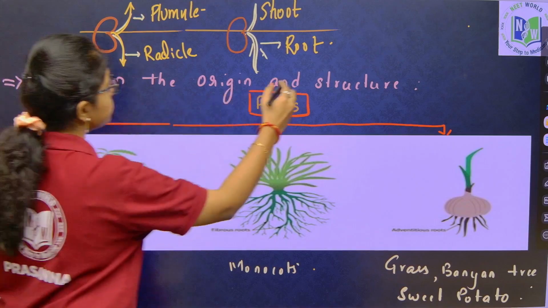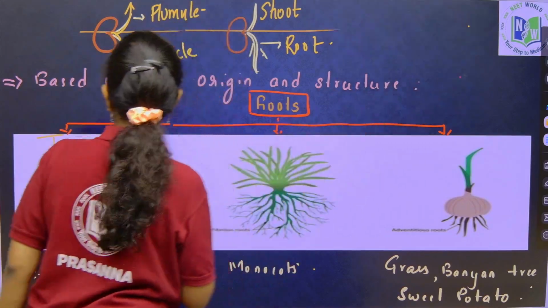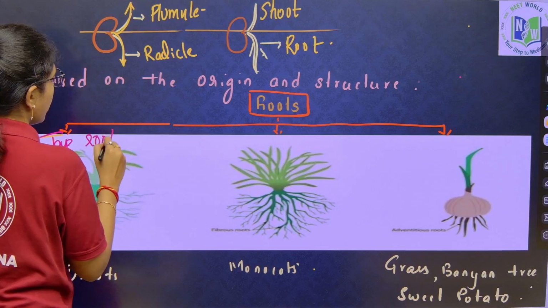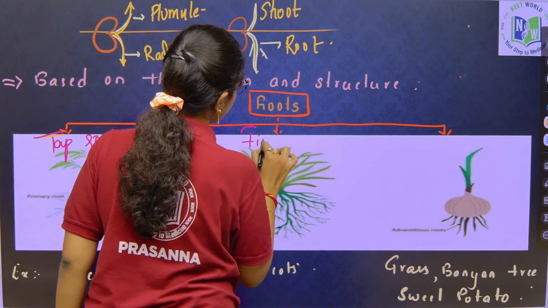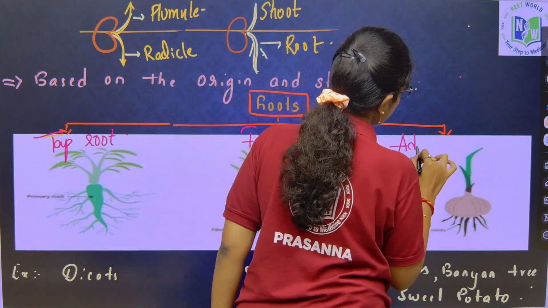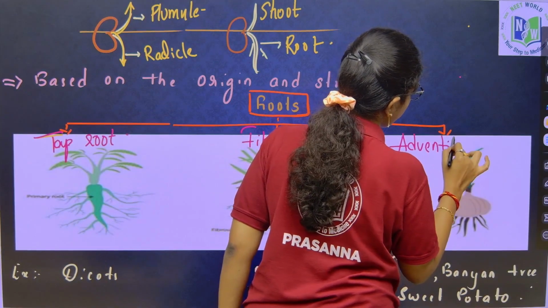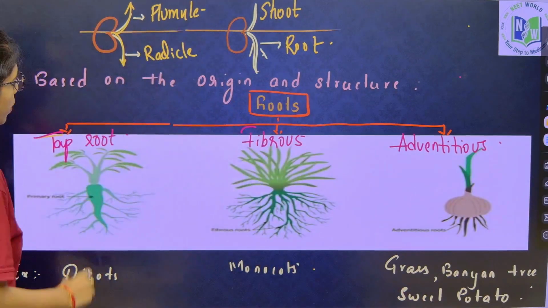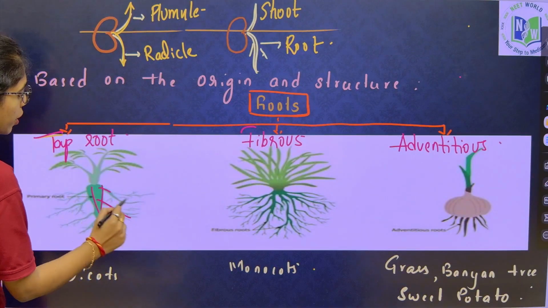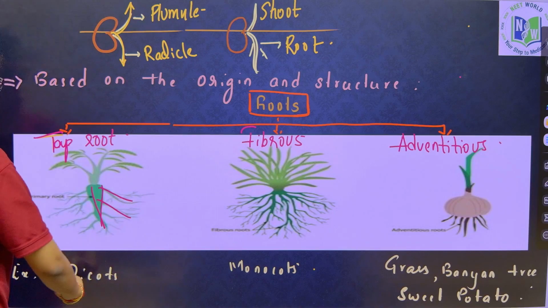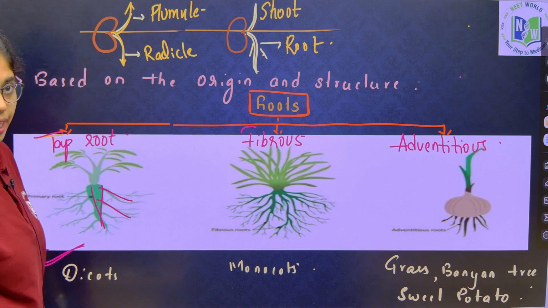So how many types of root systems we have? Taproot system, fibrous root system and adventitious root system. Fine. Taproot system, where from the main root lateral roots will be originating from pericycle or endogenously in origin. So this is observed in dicots.